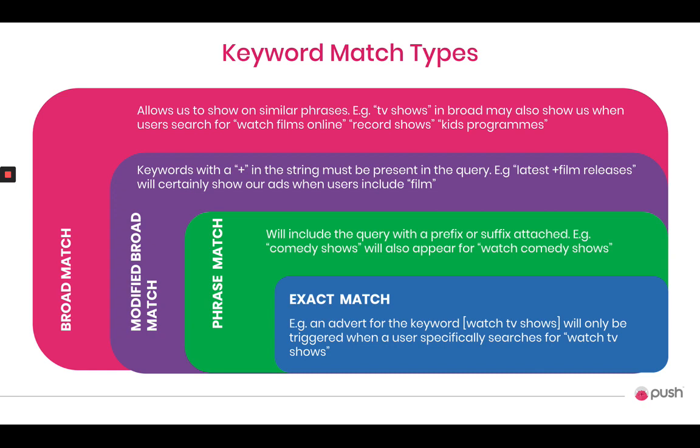Now we tend to use the modified broad, the phrase, and the exact match, and the reason we use those three is because they each have a different cost per click. They each have a different conversion rate. Your competitors are bidding on them differently. So we use all three, and we simply test. If we can see a keyword works well in one match type and not in another, we can simply pause the match type that's not working.